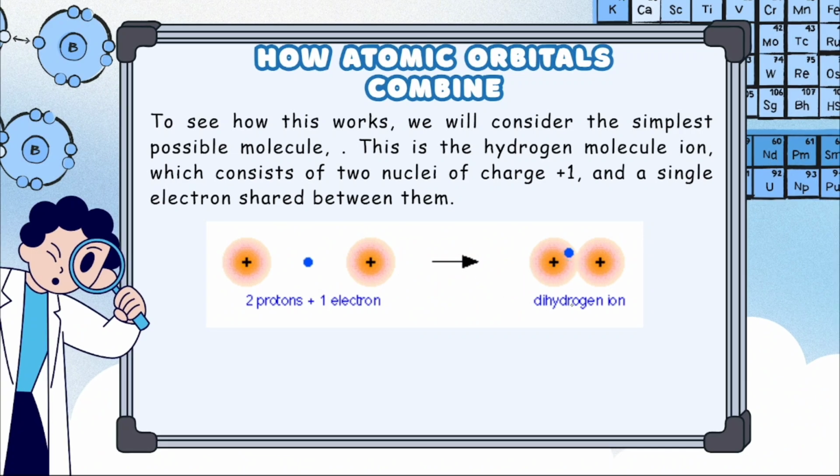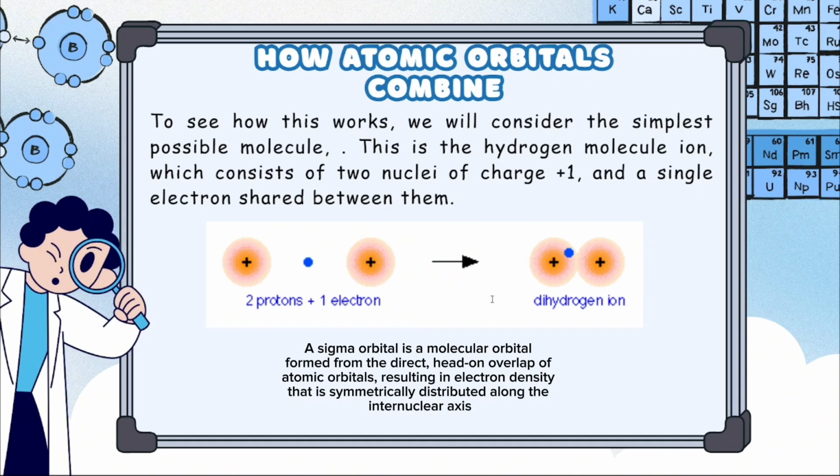This overlap allows the single electron to be found between both nuclei and not just around one. Let me explain why this is stable. The electron between the two nuclei attracts both protons equally, as shown. This shared attraction pulls the nuclei together, forming a bonding molecular orbital. And this region between the nuclei has the highest electron density, making it the most stable position for the electron.